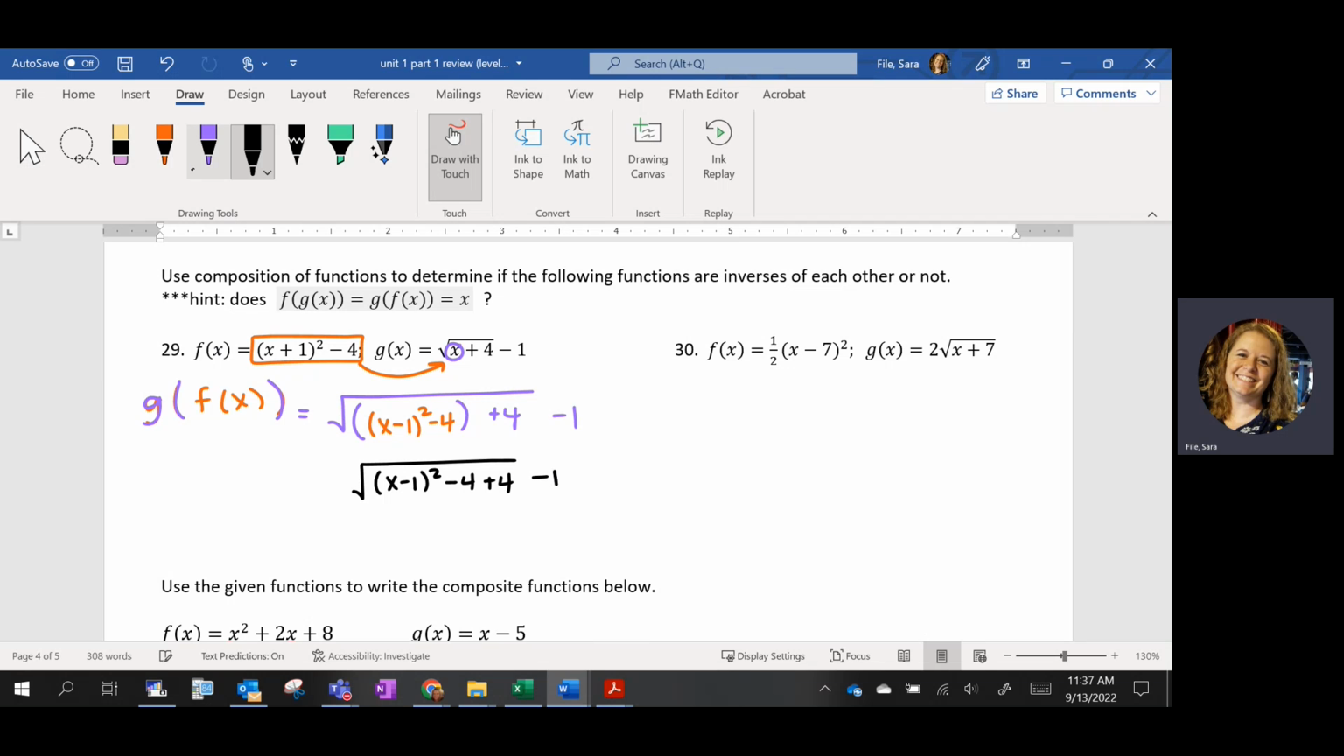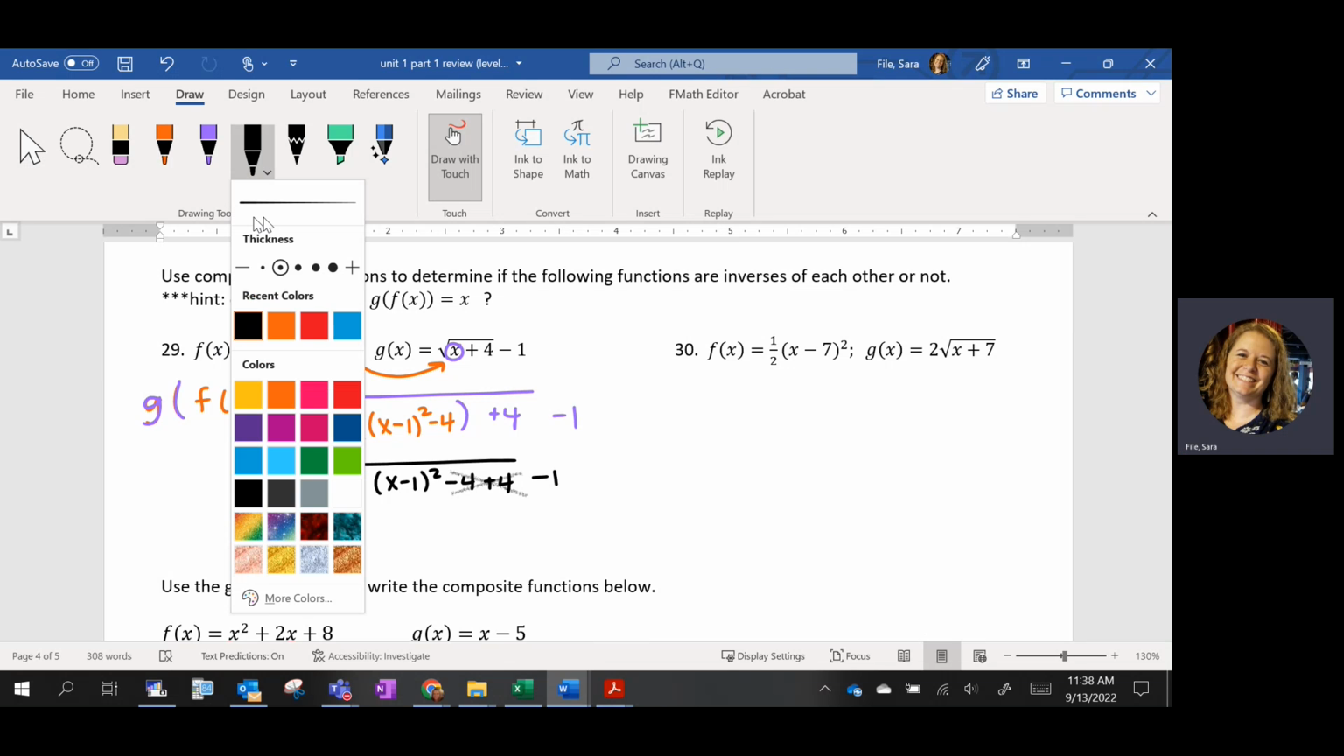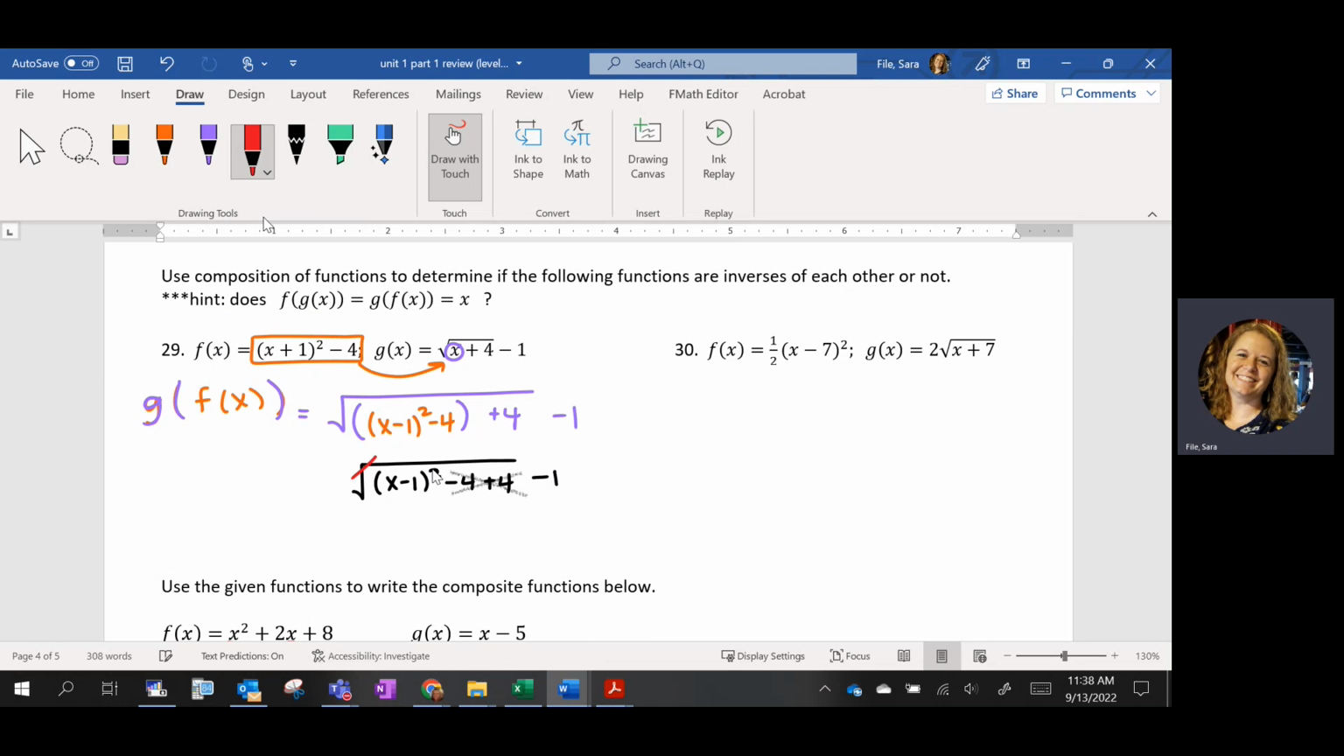What happens to that -4 + 4? Yeah, that's just a 0. It's gone. Okay, get rid of that. All right, now you've got this binomial squared under a square root. So what happens to the square and square root? Yeah, those cancel each other out.